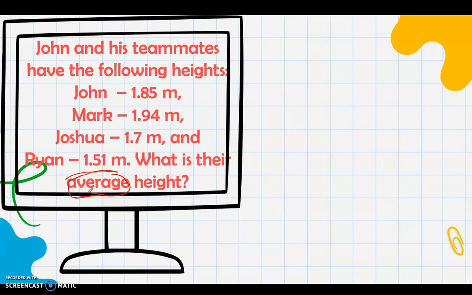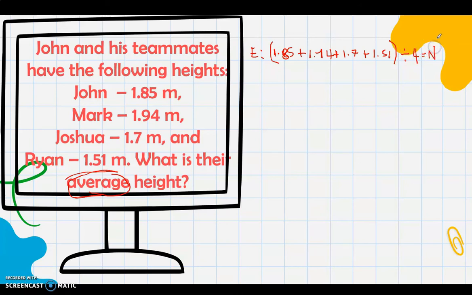So how are we going to get their average height? First, you're going to add the heights of John, Mark, Joshua, and Ryan. The equation here should be, in parentheses, 1.85 plus 1.94 plus 1.7 plus 1.51. Then, whatever the answer is, you divide it by 4.